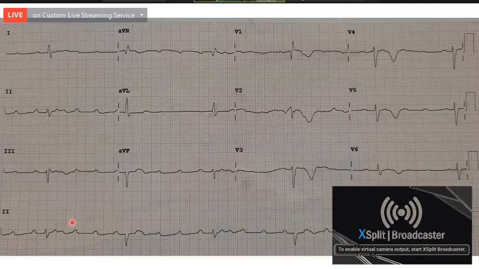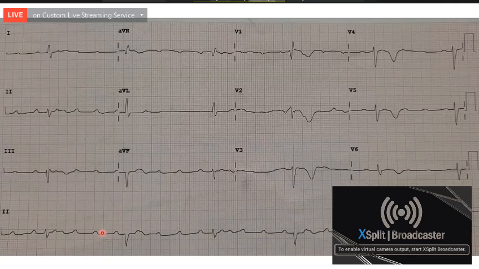Okay, next one. It's slightly more difficult. The rhythm strip is lower down. You can see the two-lead electrocardiogram, and you can see the rhythm strip also. Any volunteers? It's a high-grade AV block. Very good.